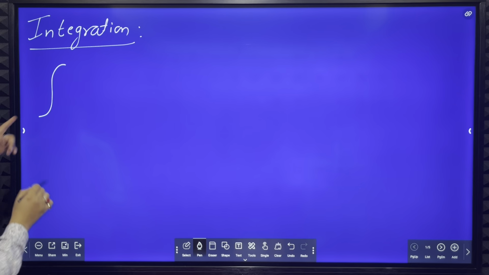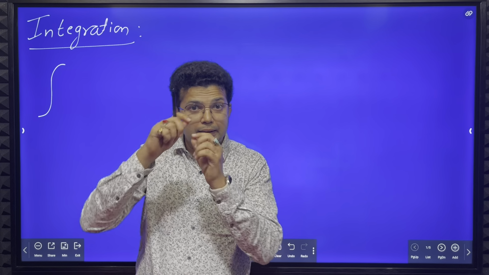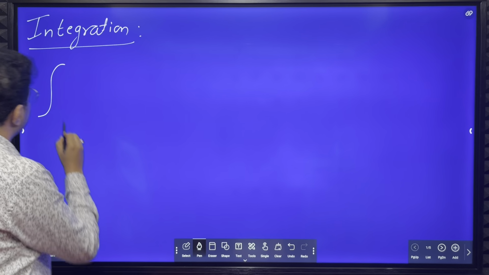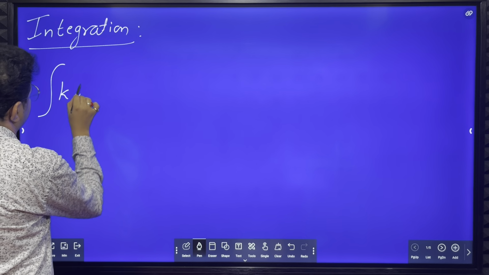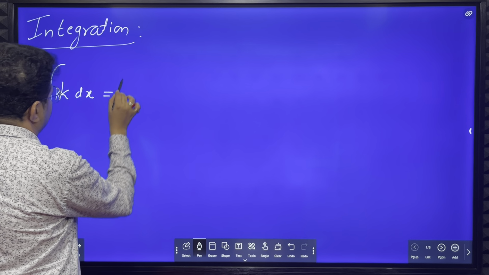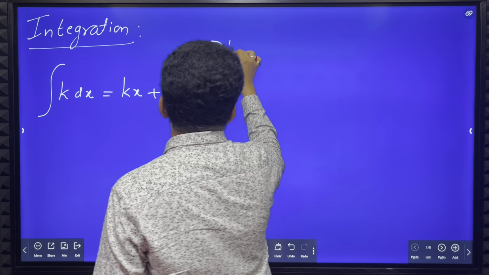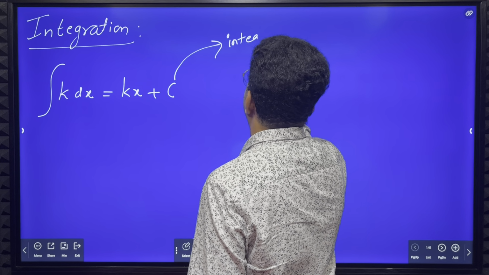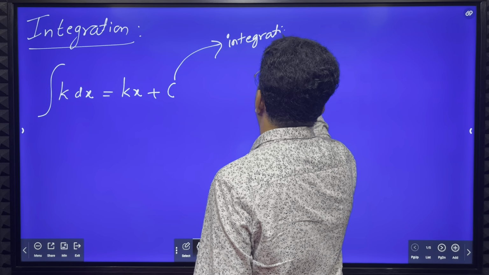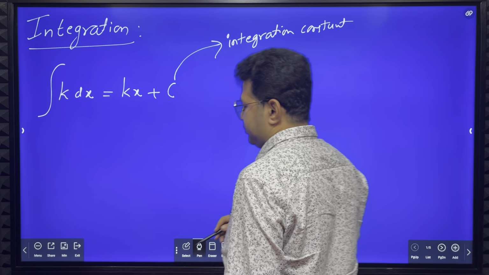Integration of, see, this is the integration symbol. This integration symbol stands for sum. It is an elongated S. Integration of a constant with respect to x, this is how you read it, is equal to constant into x plus c. What is this c? C is called the integration constant.